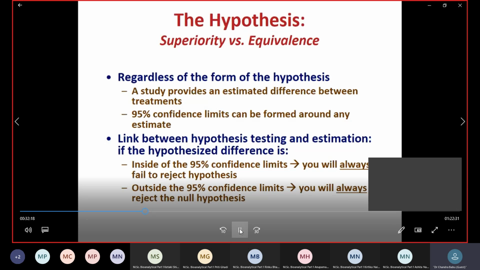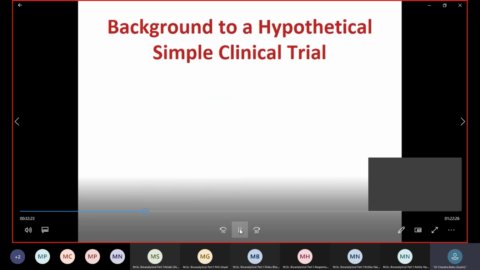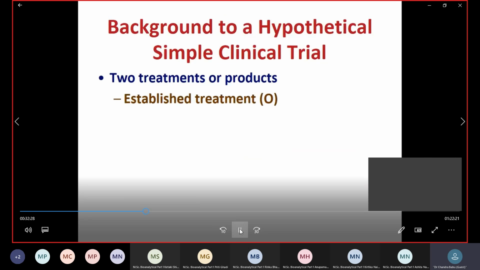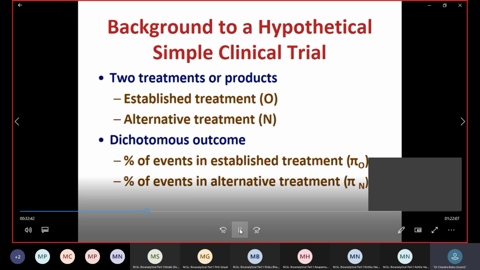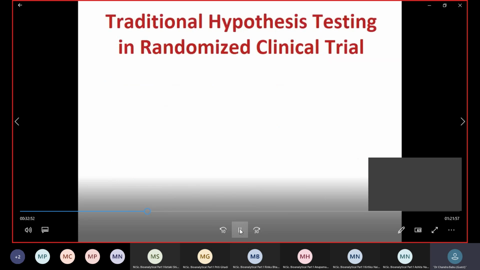Right now, I see more crinkled brows here, but you'll get this in a minute. So what I'm going to do is a little bit of background. Let's say I have two treatments or products. I have an established treatment and a new treatment. I have a dichotomous outcome, a yes-no outcome. And I just want to calculate the percent of events in the established treatment. I'm going to call that pi sub 0. I don't do a lot of math, trust me, don't panic if you're math phobic. Then the number of events in the alternative treatment, pi n.